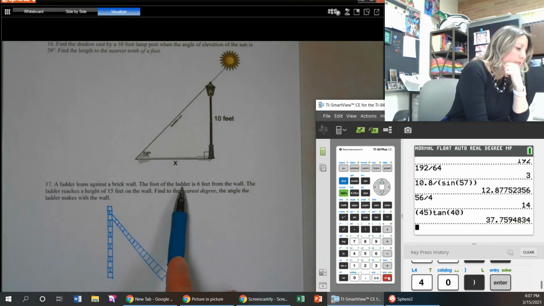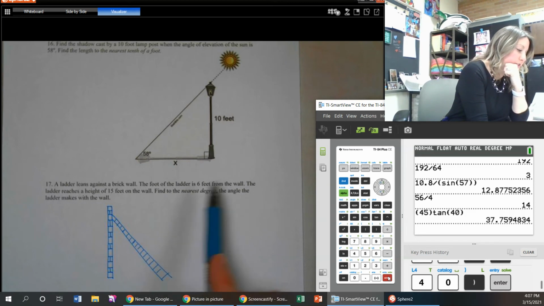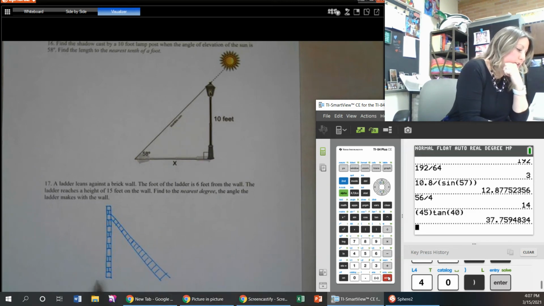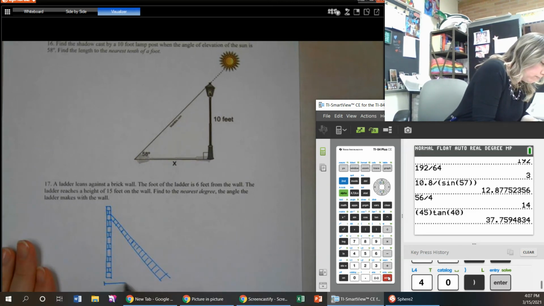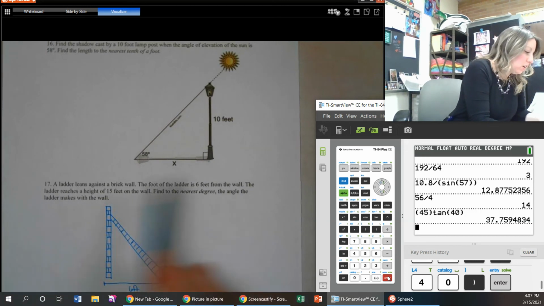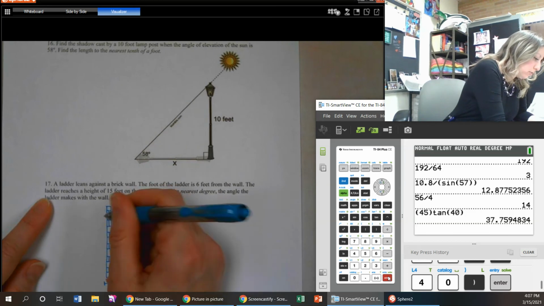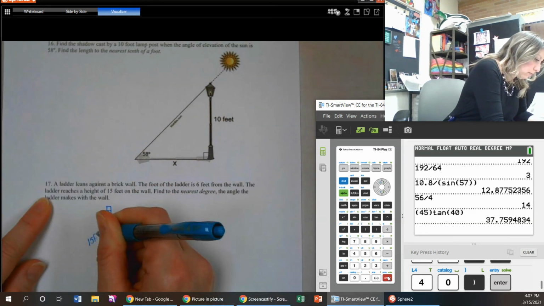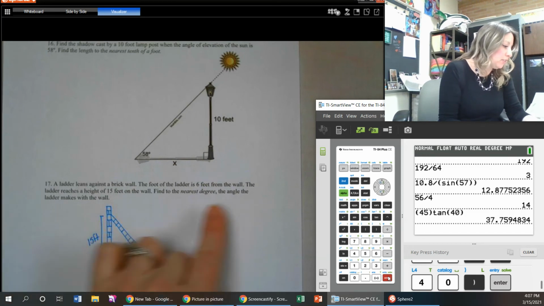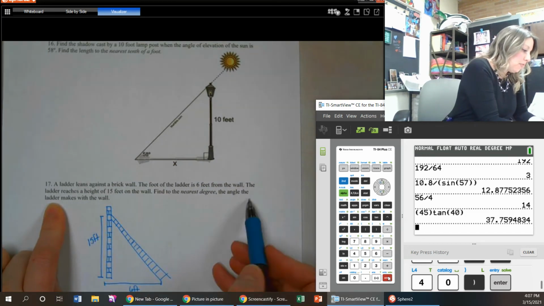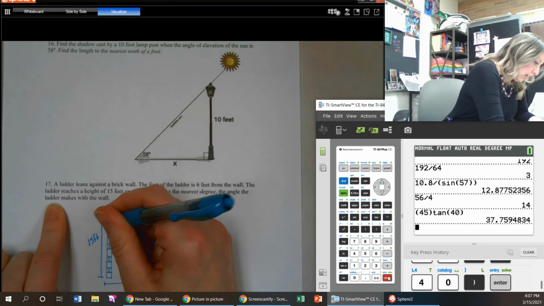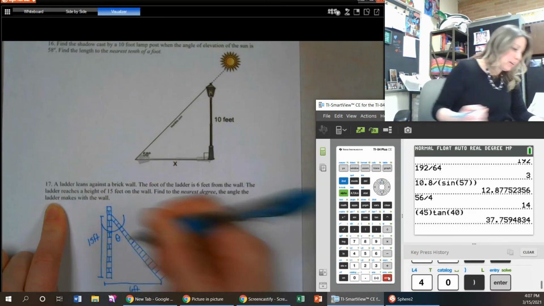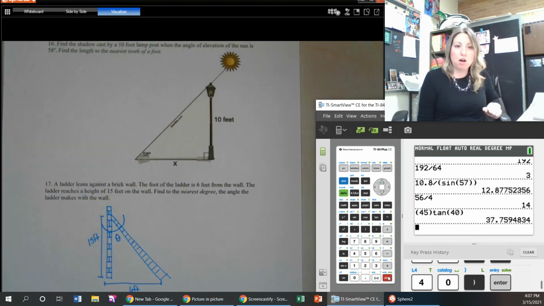The foot of the ladder is 6 feet from the wall. So here to here is 6 feet. Got it. The ladder reaches a height of 15 feet on the wall. Find to the nearest degree the angle the ladder makes with the wall. That's right here. There's your theta, the angle the ladder makes to the wall.